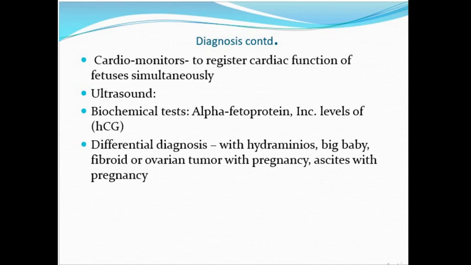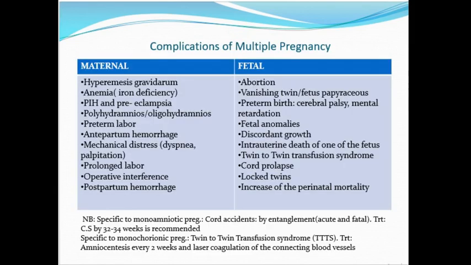Now, it is important for us to also differentiate all these from cases such as polyhydramnios, big baby, also huge fibroid in the uterus, and also some ovarian tumors. Now, all these may also cause increase in maternal weight as well, and so we have to differentiate between these and multiple pregnancy. Now, with the complications of multiple pregnancy, I have a separate video on complications of multiple pregnancies.